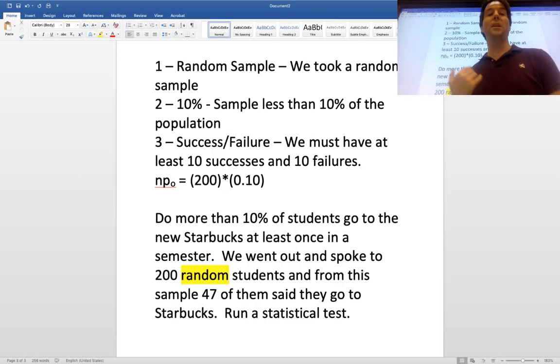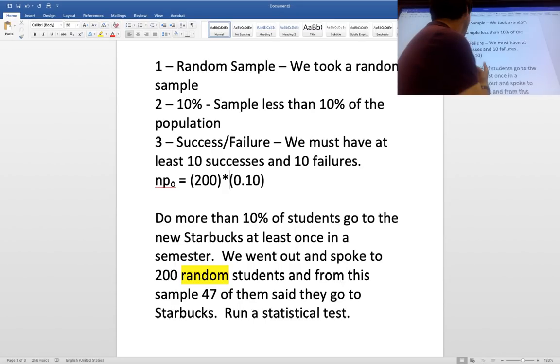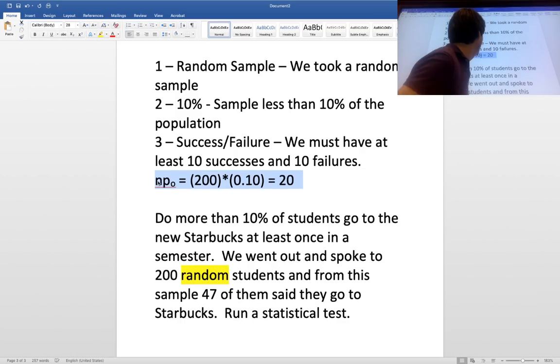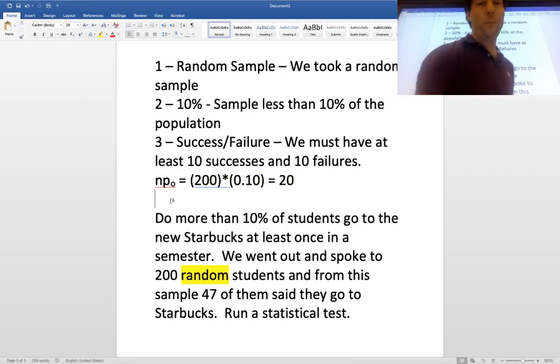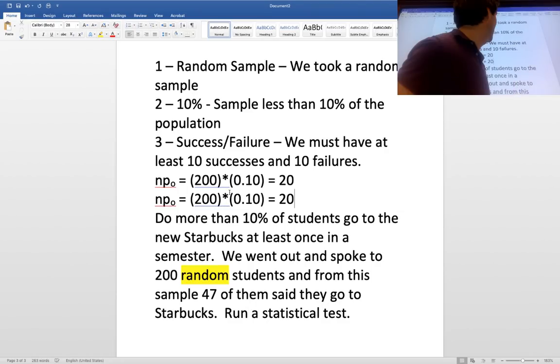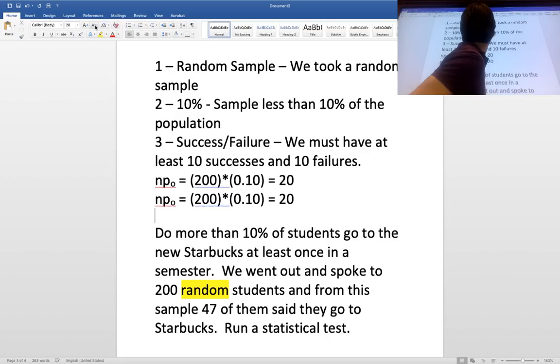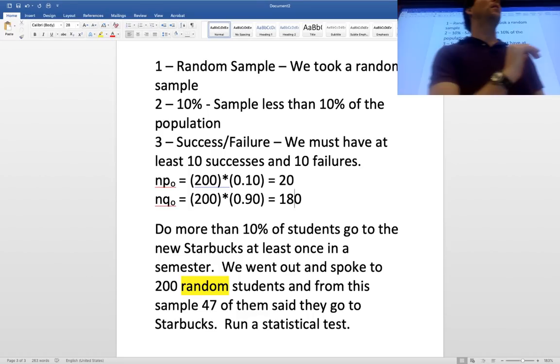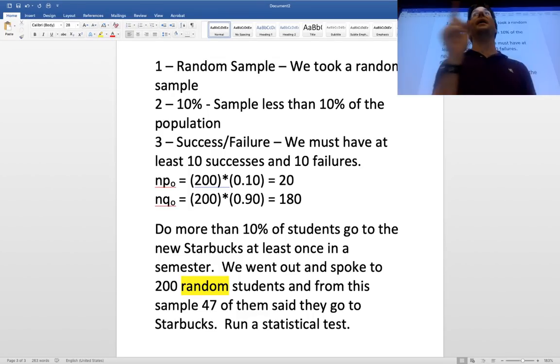But we need to see that we have at least 10 successes. And what we see right here is how many expected successes do we have? According to the null, we have 20. And then you should be able to tell, because when you do NP naught and NQ naught, what will they solve out together when you add NP naught and NQ naught together? They'll solve out to what? Nope. 200.